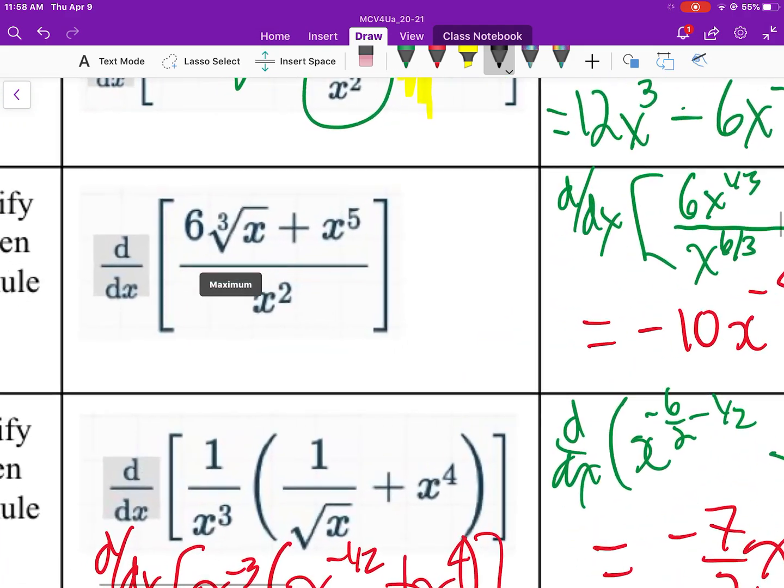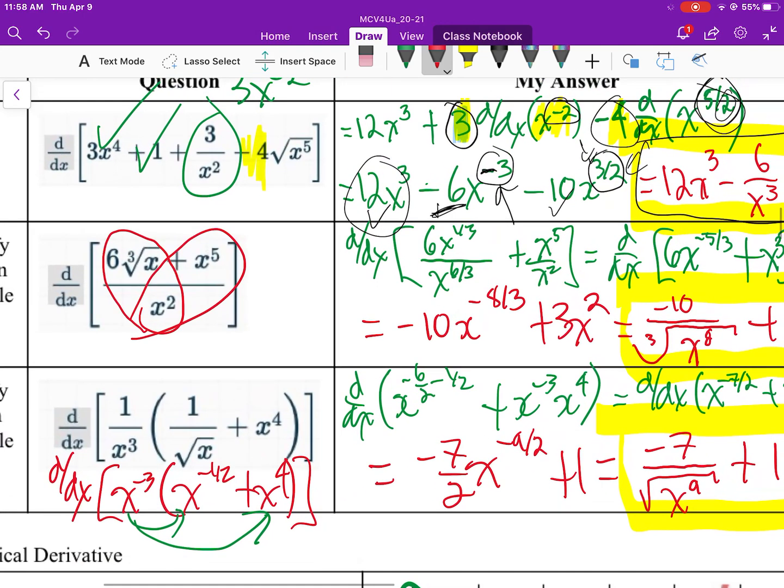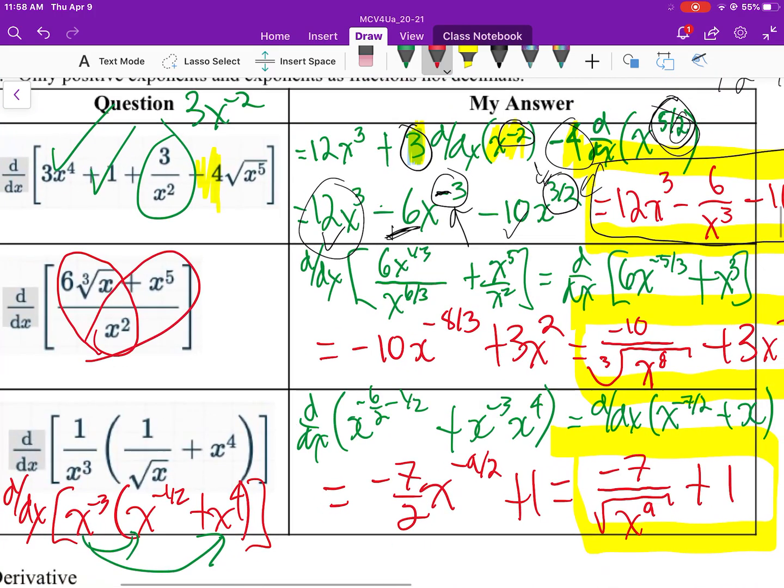Next one, let's look at this one here. So for this one, again, I'm looking for some division. First things first, we're going to do some dividing. And so we're going to simplify with that. So over here, I have this division to do right here. 6x to the 1/3, because cube root is x to the 1/3. And then x squared over here is x to the 6 over 3 here.